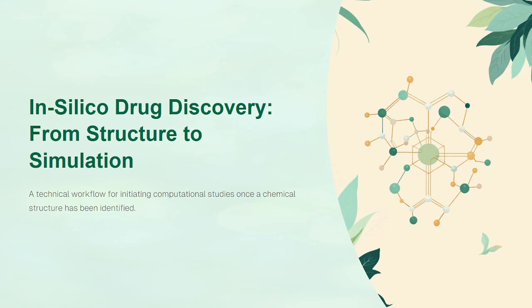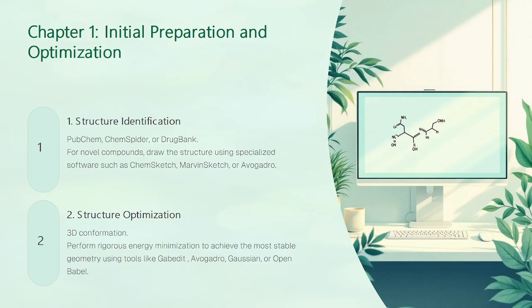Hello everyone. Today we will see in-silico drug discovery from structure to simulation. Suppose you have some chemical compounds identified from GCMS or LCMS or FTIR or any other analysis. You want to check whether your compound has drug activity or not. So how will you start your in-silico study with your compound to check drug activity?